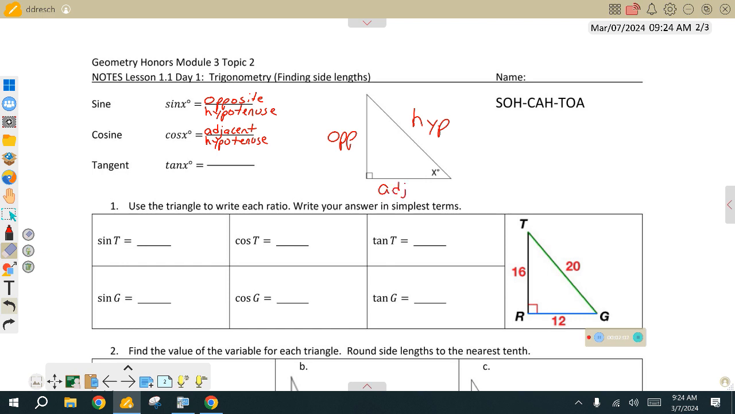Technically, the hypotenuse is an adjacent. Okay, but hypotenuse takes priority. That hypotenuse gets that designation. Okay, we're all good there, I think.